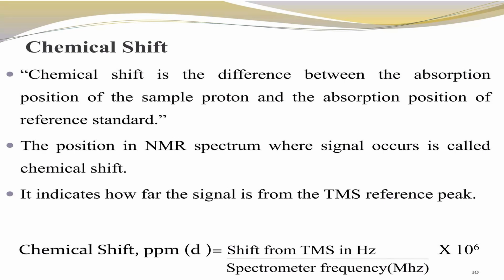So what is the formula of chemical shift? Chemical shift in ppm (delta) equals the shift from TMS in hertz divided by the spectrometer frequency in megahertz, multiplied by 10 raised to 6. This is the formula for chemical shift, and it gives the value in ppm.